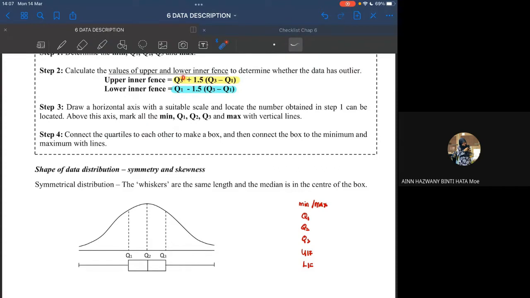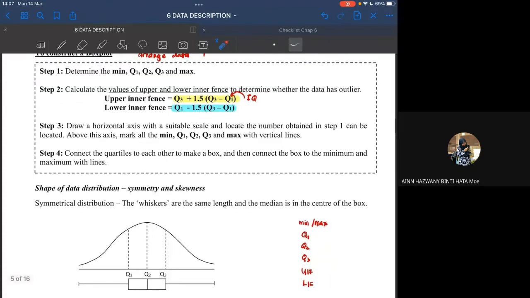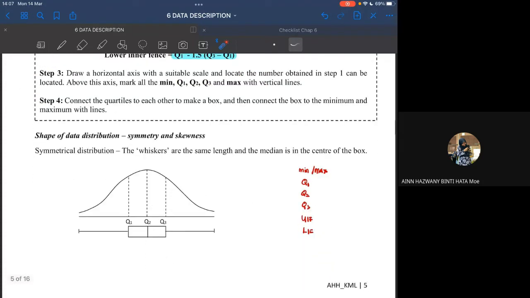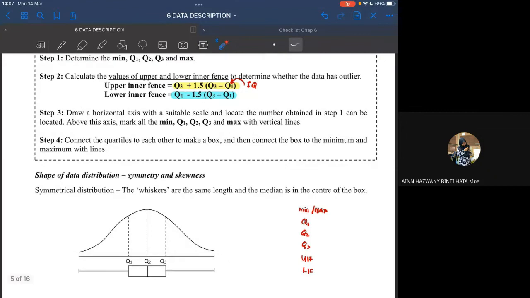Upper inner fence is Q3 plus 1.5 multiplied by Q3 minus Q1. So you know that Q3 minus Q1 is basically your interquartile range. Okay, this is your interquartile range. Kenapa 1.5? Jangan tanya, memang dia 1.5. So that's it. Just you have to identify all these things, and then the only thing that you have to do is we have to plot the box and whisker plot.